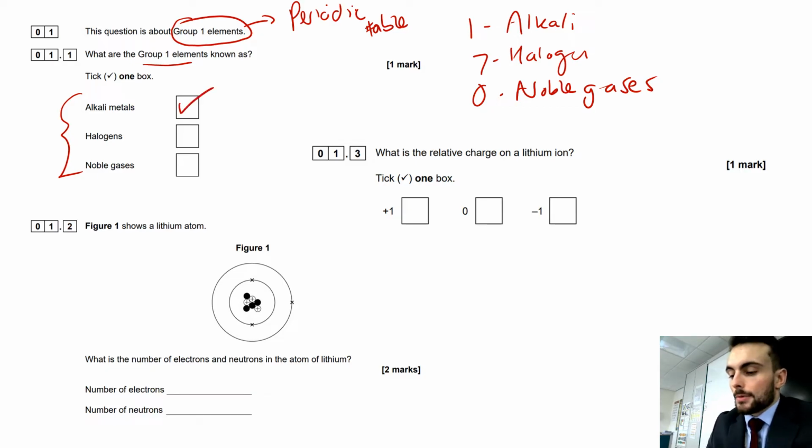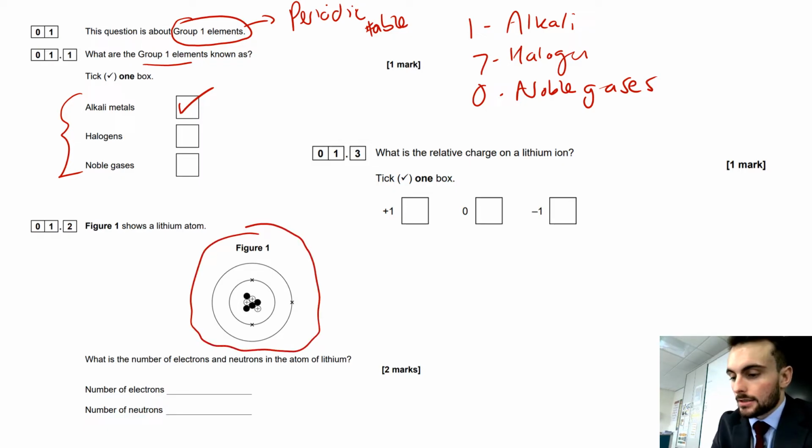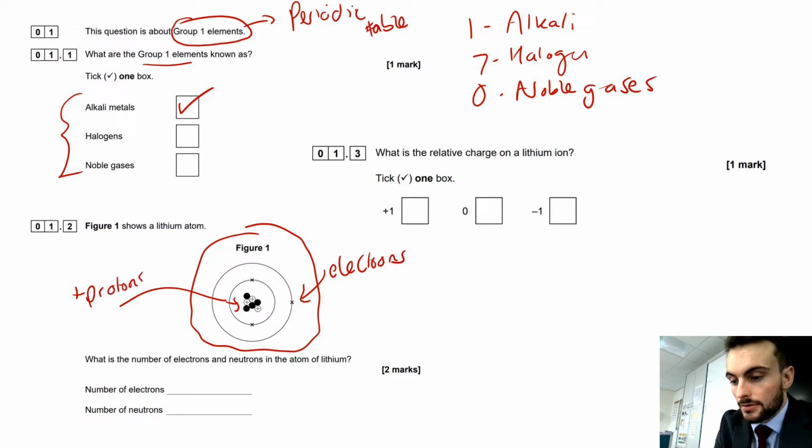Figure 1 shows a lithium atom. What is the number of electrons and neutrons in the atom of lithium? So it's talking about this specific atom of lithium. You don't even need to know the rules in terms of proton, electron, neutron, however you've done it. You just look at the picture and count them. For this one you need to know where the particles are in the atom. The outer ones are the electrons, and the ones in the middle are the protons and neutrons. The plus ones are protons, and the dark ones are the neutrons. As long as you can remember that, we just count.